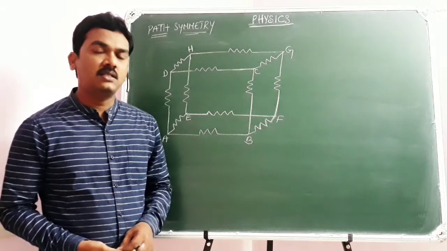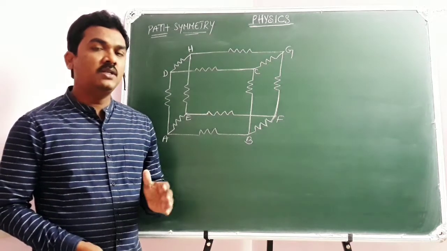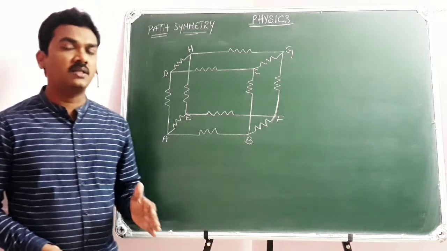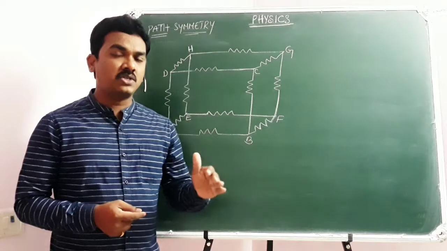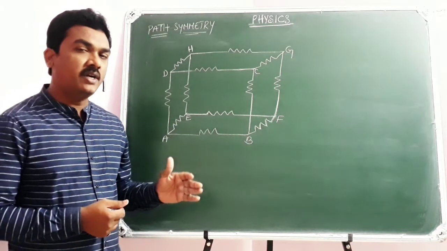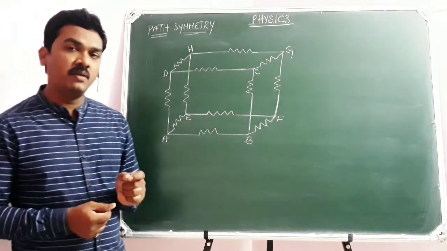So in the last class, we dealt with finding equivalent resistance using the concept of path symmetry. Earlier we dealt with the reduction method, but here we are following a different technique known as path symmetry. So what is path symmetry?